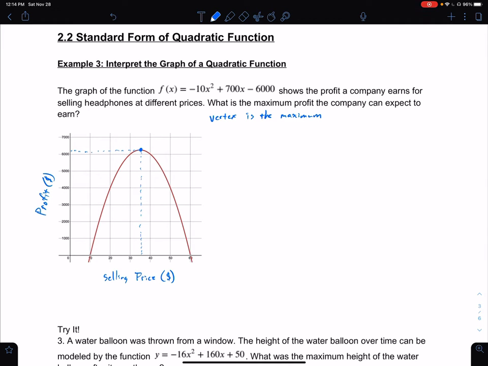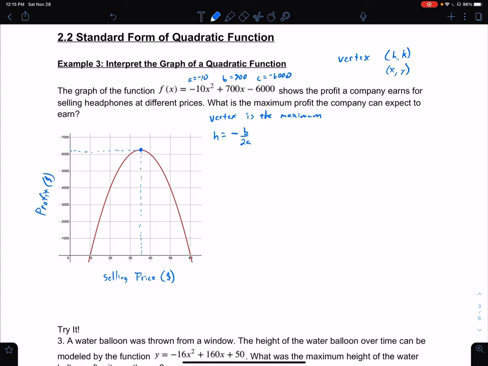So how do we find the maximum profit? Well, we need to find the vertex. And the vertex is (h, k), h being the x coordinate and k being the y coordinate. And lucky for us, we have a formula to determine h. So h is equal to negative b over 2a. And now what are a and b? Well, a is negative 10, b is 700, and c is negative 6,000.